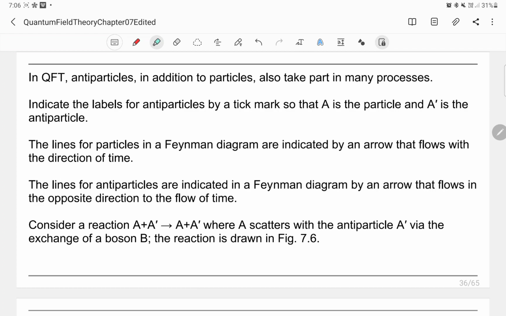So in quantum field theory, there are two types: you have particles and antiparticles, and the antiparticles also take part in many processes. So we have to indicate the labels for particles. Say, for example, A, and for antiparticles we put a tick or a prime, A prime. The lines for particles in a Feynman diagram are indicated by an arrow that flows with the direction of time. So for a particle, the arrow flows with the time, and for antiparticles, the arrow is opposite to the direction of the flow of time.